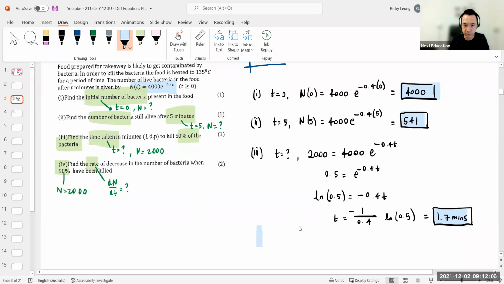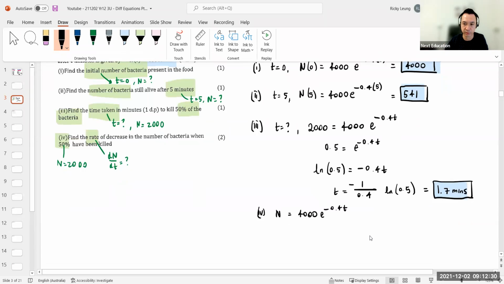Part four is basically saying find the rate. So they want dN/dt in this case. I don't have an expression for that yet. Now, I know that N equals 4,000 e to the minus 0.4t. I'm just going to differentiate this with respect to time. So pretty straightforward.